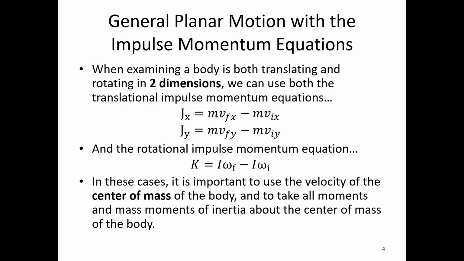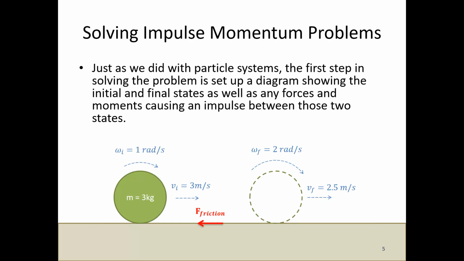In these cases, it's important to use the velocity of the center of mass of the body. So when we're talking about v final, v initial, x, y, etc., all of those need to be the velocity of the center of mass. When you take the moments and mass moments of inertia about the center of mass of the body, all of this refers to the center of mass as our point of interest when we're examining these equations. So if you do that, these equations should work out just fine. Again, with rigid bodies, the velocity of the body is going to depend on the point you're looking at, so we need to be careful where we are taking that about. All right, so how do we solve these problems?